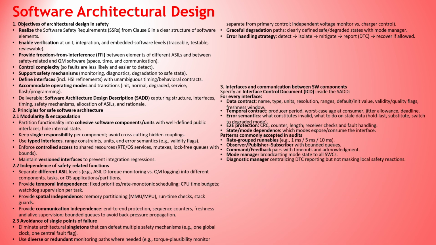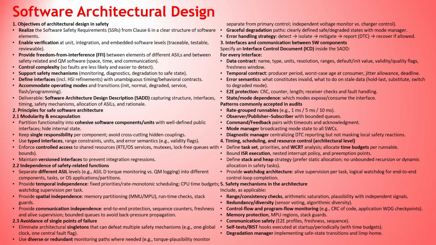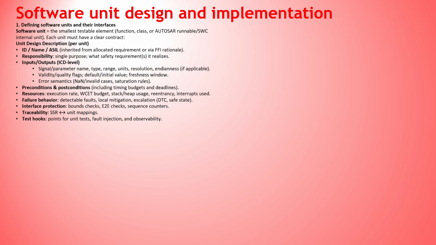How does this translate down to the actual code level? The software unit design and implementation. Right, down to the nitty-gritty. A software unit is the smallest piece you can realistically test in isolation. Each unit needs its own mini specification, the unit design description. It details its job, its inputs, outputs, error handling, resource needs like execution time and memory, and critically, its ASIL level and traceability back up to the requirements it implements. So even the smallest piece has its safety contract.